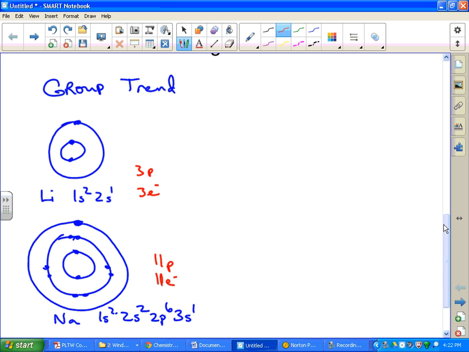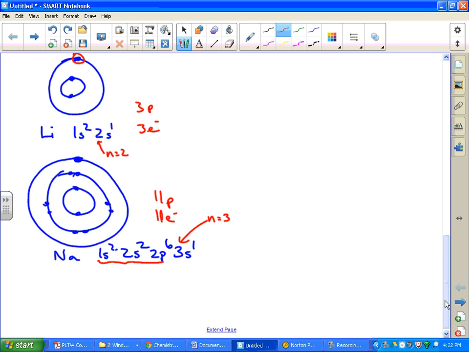Okay, lithium's valence electron is in n equals 2. This electron here experiences shielding from 2 inner core electrons. Sodium's valence electron is in n equals 3, which we know is further from the nucleus than n equals 2. It's shielded from the nuclear pull. Remember, it's getting pulled to the center by these 11 protons here. It's getting shielded by 10 inner core electrons.